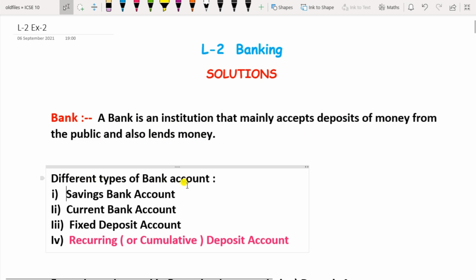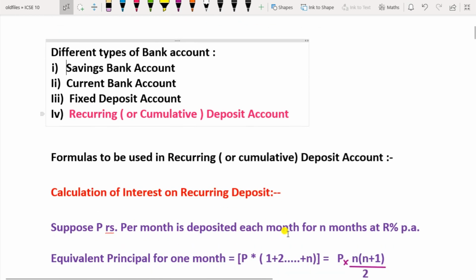There are different types of bank accounts: savings bank account, current bank account, fixed deposit account, recurring or cumulative deposit account. In your syllabus we are going to study the recurring or cumulative deposit account. A recurring account means a person or an investor goes on depositing money for a particular time period, per month. That is called a recurring deposit account.